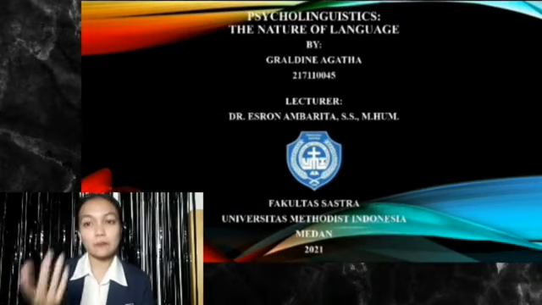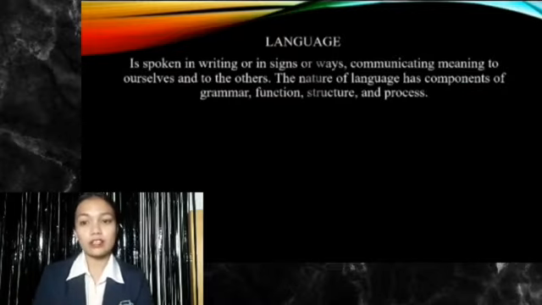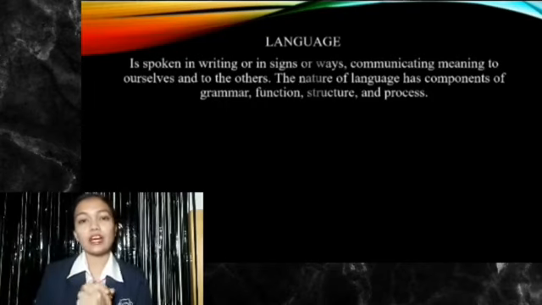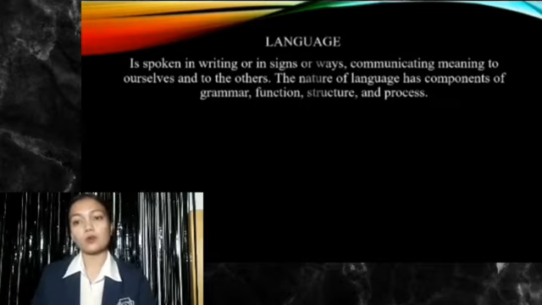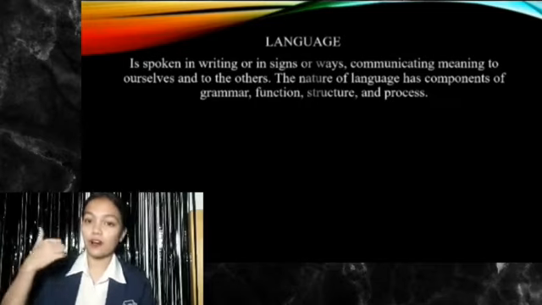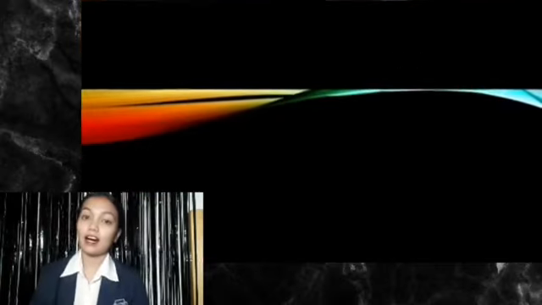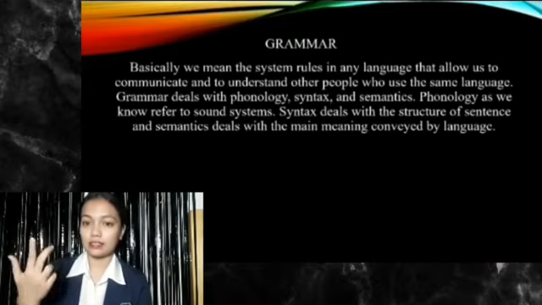Now, I'm going to explain to you about the nature of language in psycholinguistics. So now, we move to the definition of language. Language is spoken, in writing, in signs, or other ways, communicating meaning to ourselves and to others. The nature of language has components of grammar, function, structure, and process. Now, I'm going to explain to you the definition of grammar, function, structure, and process.